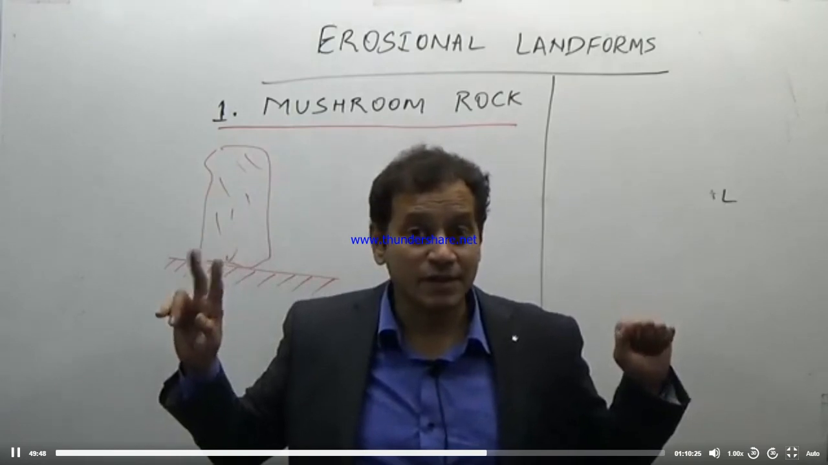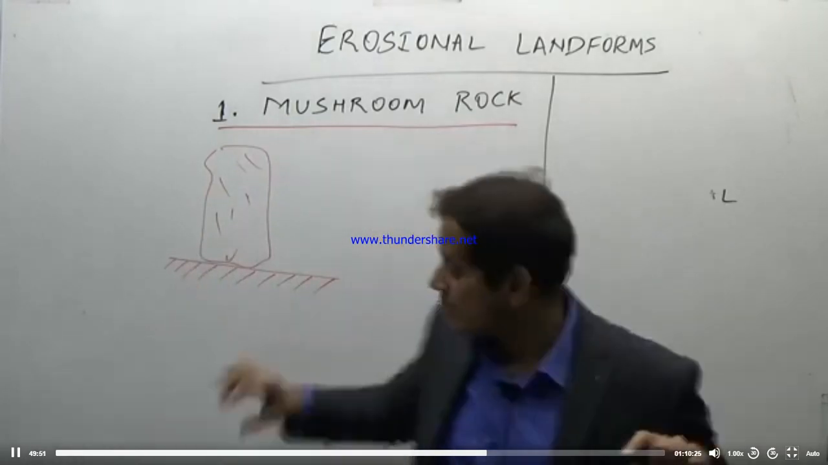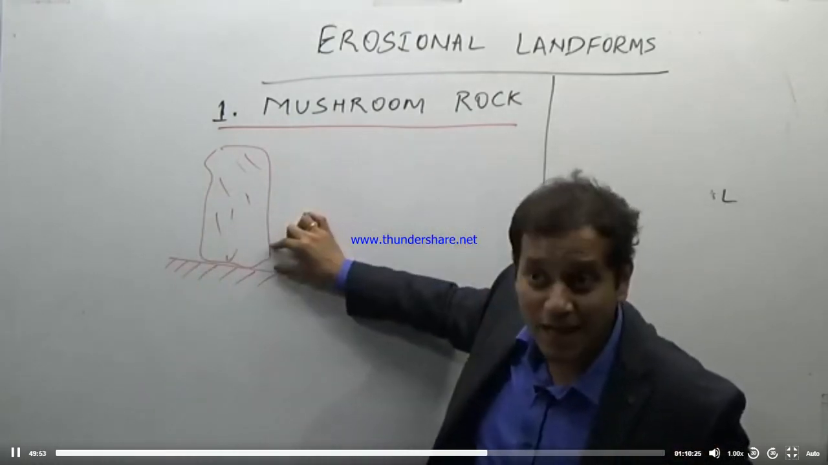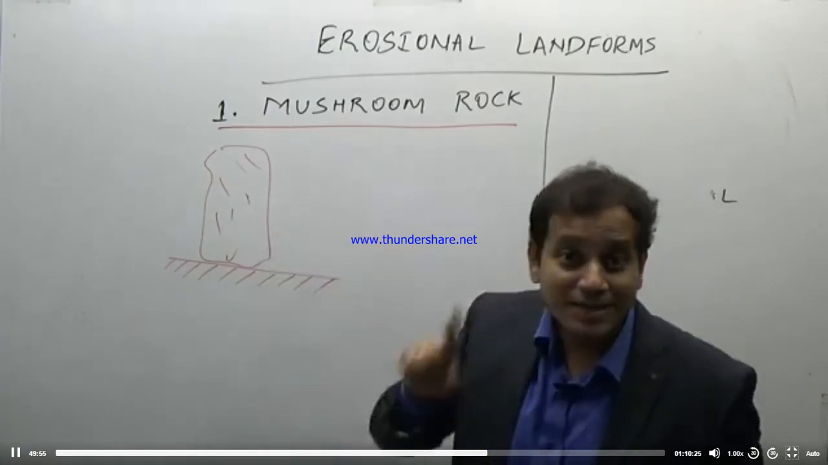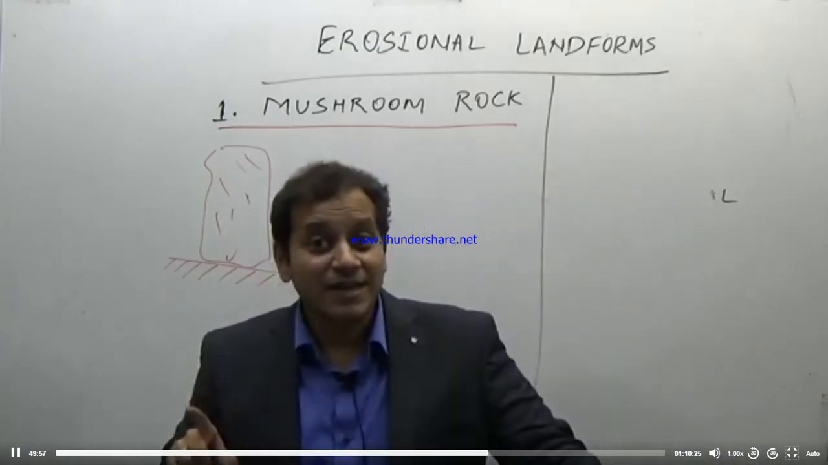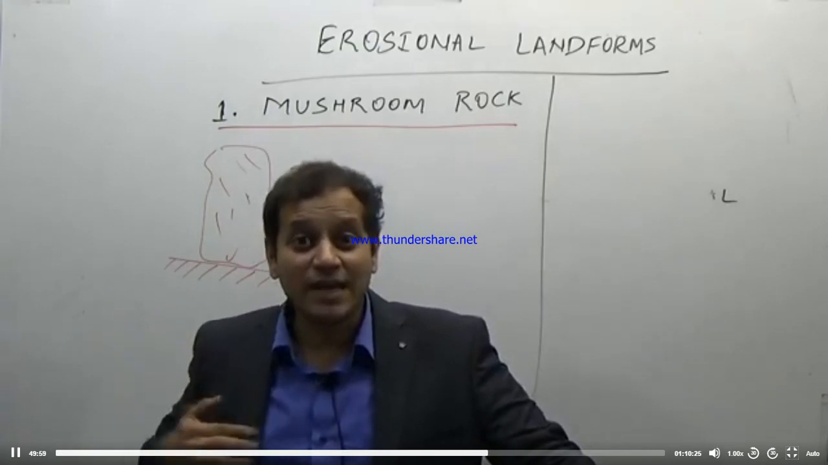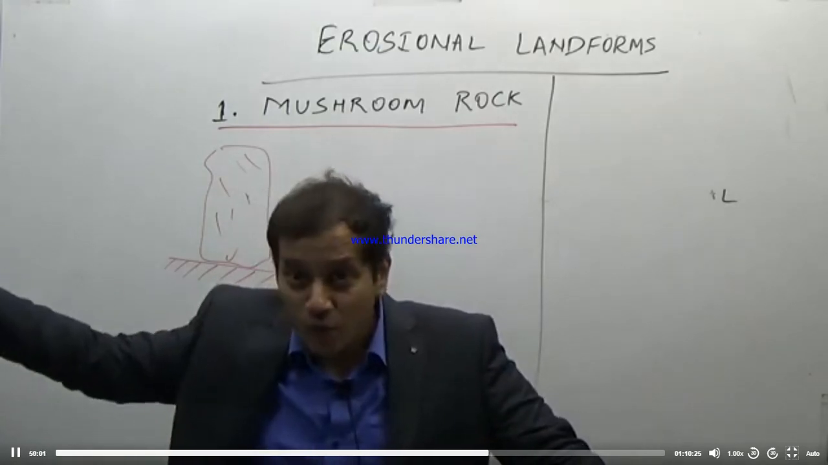First, the wind is an effective agent of erosion only at a certain height from the ground surface. The second is, wind does not have any direction, unlike water, which flows only in one direction.